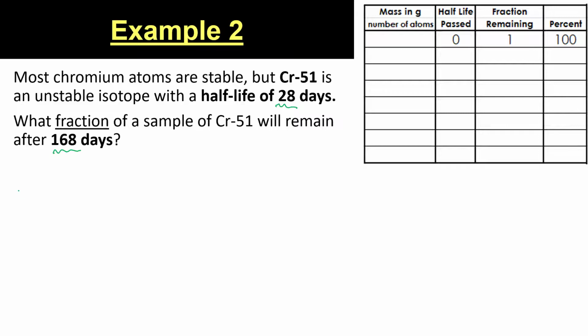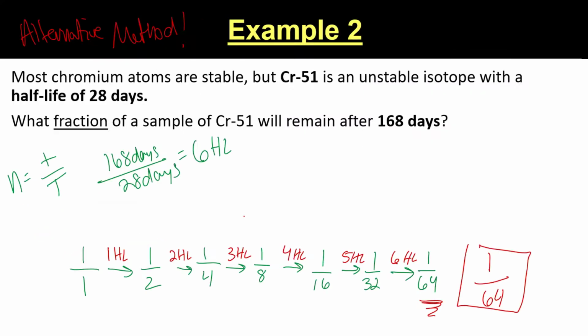Let's see how many half-lives pass. So I know that the time elapsed has been 168 days. And I know that we started with a half-life of 28 days. So the number of half-lives that have passed will be 6. So now we are going to start with our fractions. Everything starts as a whole, so that's 1 over 1. And now we're going to go 6 half-lives. And after 6 half-lives progress, we wind up with 1/64th of the original sample that we had.